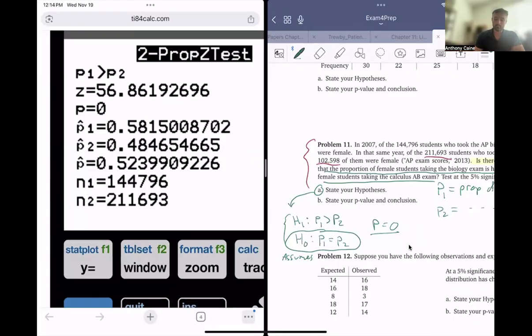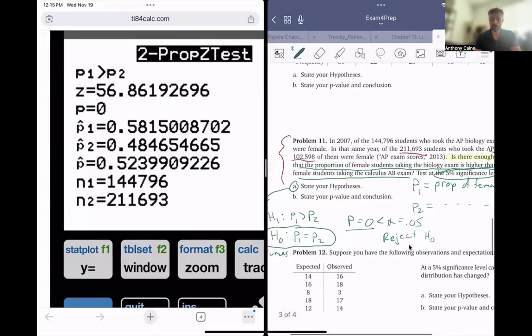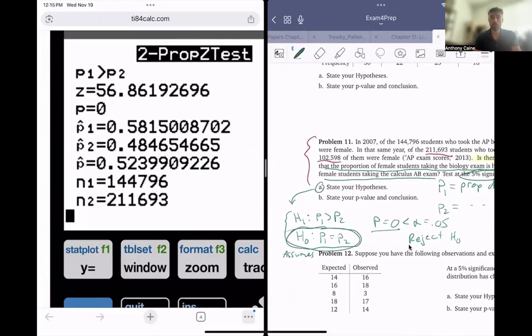Okay, so that's what's going on with this screen. And okay, so zero, that's less than alpha, no matter what alpha is, because alpha is always positive. In this case, alpha is 0.05. That's our significance level. So we reject the null hypothesis, right? Under this assumption, we should not get what we got. So I guess we shouldn't make that assumption, right?